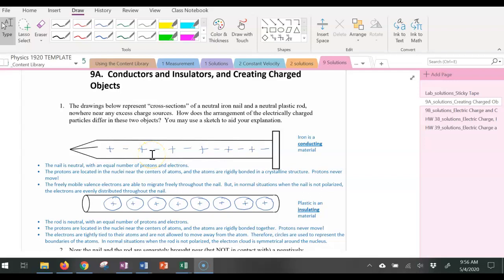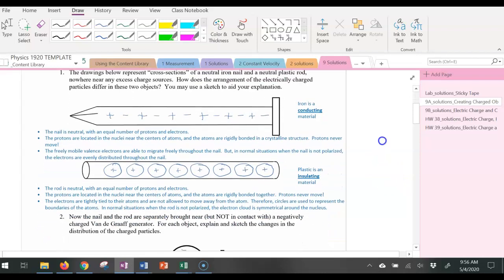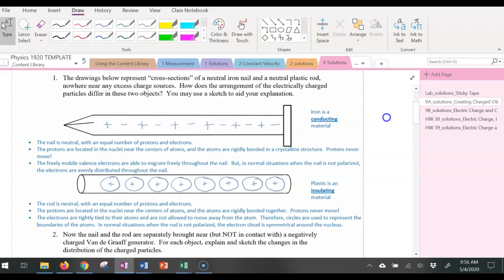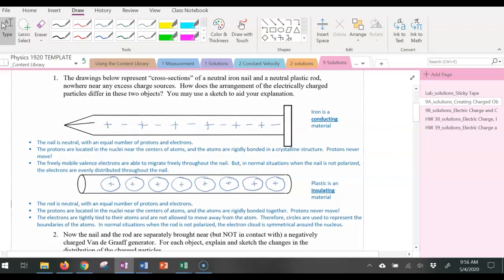This webcast discusses Worksheet 9A on conductors and insulators and on how to create charged objects. At the top of this worksheet, we have a depiction of an iron nail, which is neutral, and also a plastic rod, which is neutral. And we're asked to explain the arrangement of the electrically charged particles in these two objects. And so I'm going to just take them one at a time.